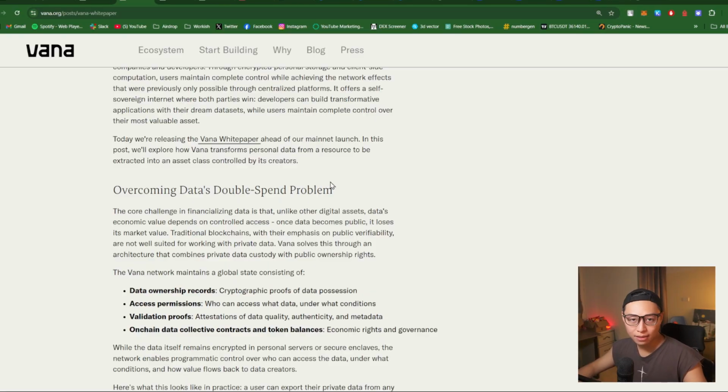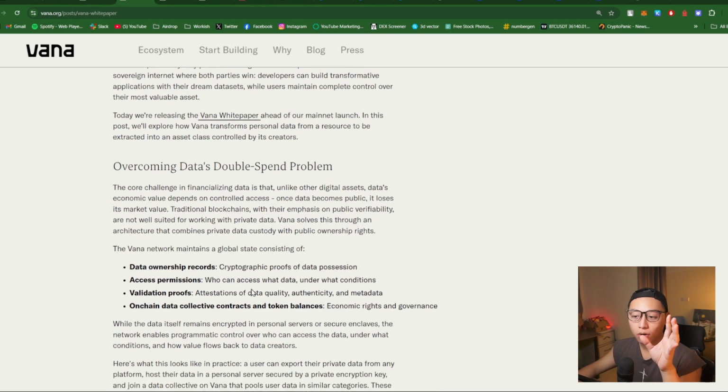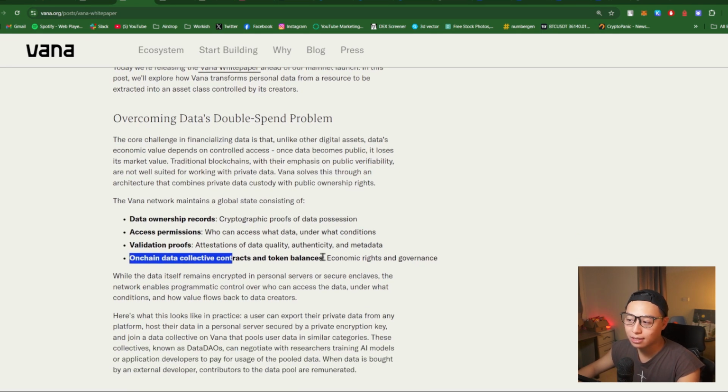And so now that you understand how it works in detail, right? What VANA is, what the DataDAOs are, how you can earn on VANA, how it works specifically, and how they value your data. There are a few other questions, right? So they said that you can actually own your own data. Are we actually in control of our own data? The answer is very much yes. Again, there are 4 core pillars of VANA network, right? So the data ownership records, the access permissions, the validation proofs, the on-chain data collective contracts, and token balances.